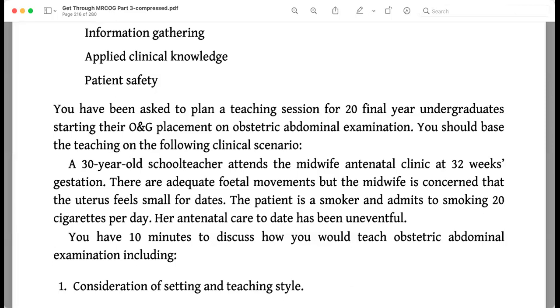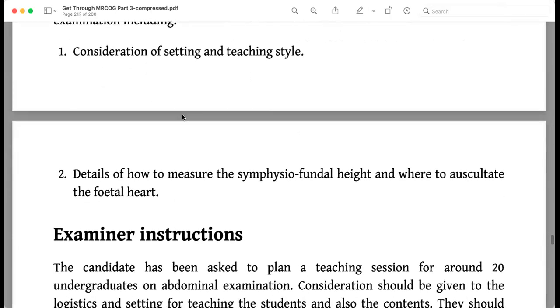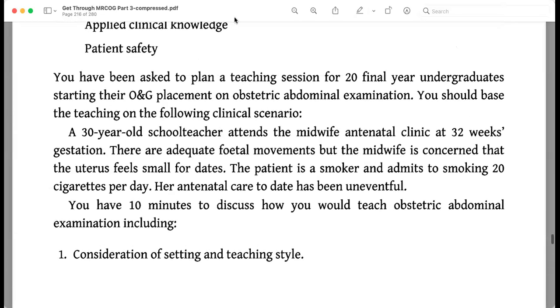Other than that, okay. I will just need to ask you now, what are you going to cover on how to perform the obstetric examination?